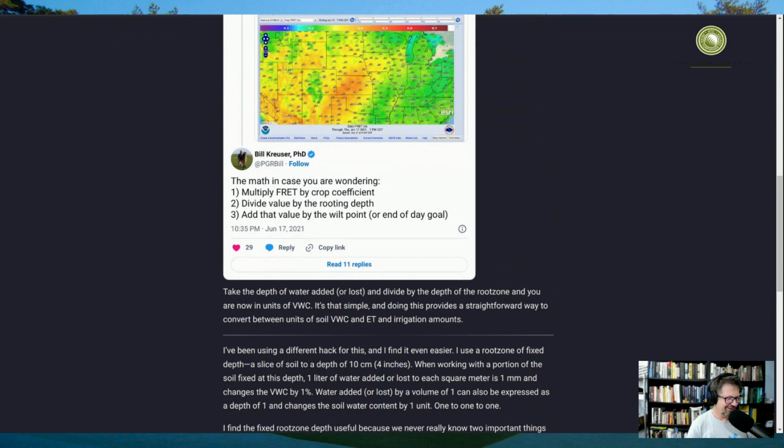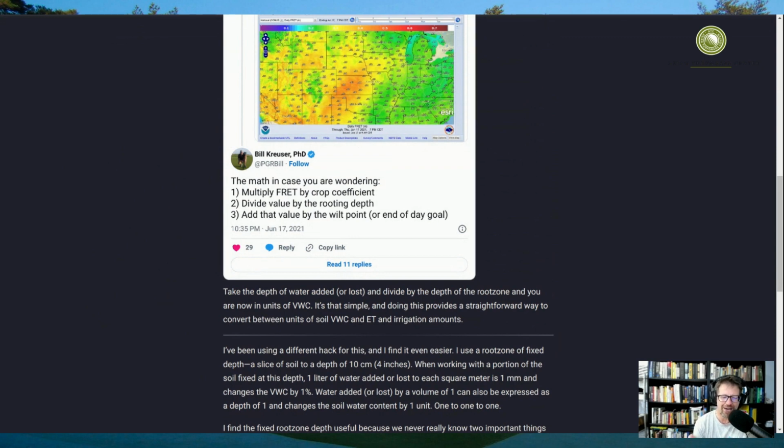Now, this is the part that makes it all work, and this is the part that I had not realized was so easy. If you take a depth of water and divide it by a depth of rooting, you now have your volumetric percentage. It's actually that simple, and that's the part that had completely eluded me. I never realized that you could do this because it was so easy for me to do in metric. I didn't really even think about it.